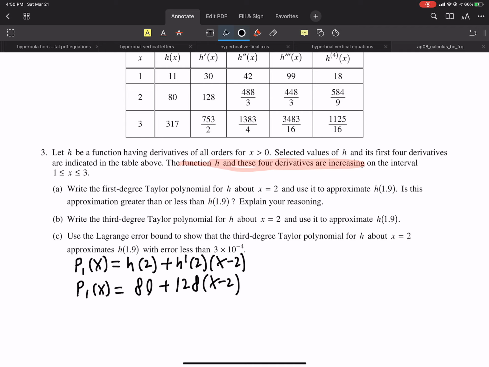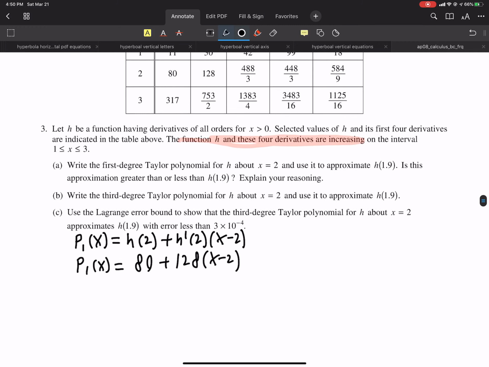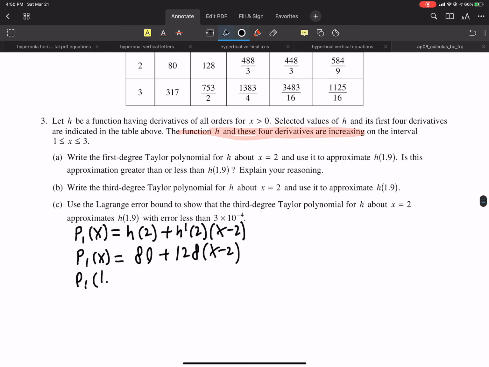And now we're just going to plug in 1.9, and we'll use that to approximate the actual function. So I'll put a squiggly equals. A couple of notes. This is just a tangent line approximation.